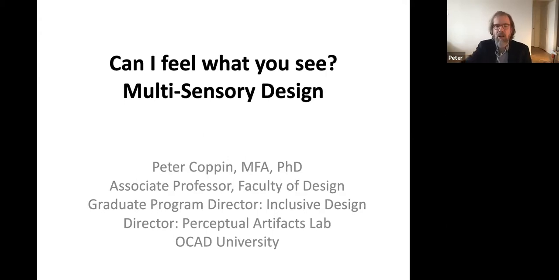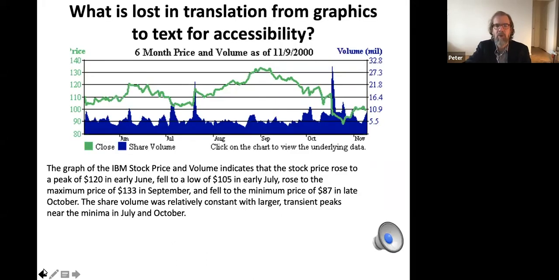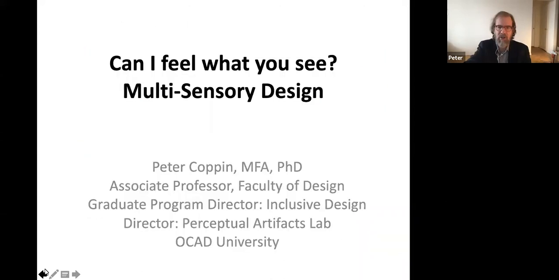So let me start off by showing an example of how the graph of the IBM stock price and a financial chart is currently made accessible. Let me try that again.